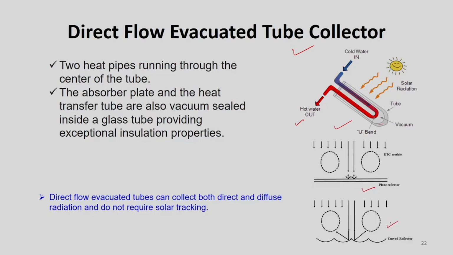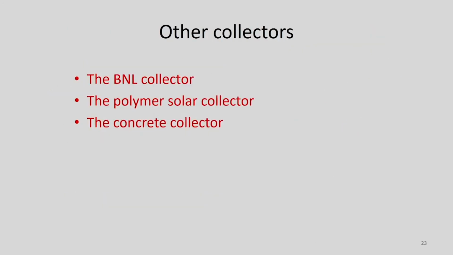One more advantage is that these direct flow evacuated tubes can collect both direct and diffuse radiation and do not require solar tracking. The principle of working is the same as heat pipe collectors. There are other collectors like the BNL collector, then polymer solar collectors and concrete collectors. We will not discuss more on it. These are the available collectors, and most of them are under research.